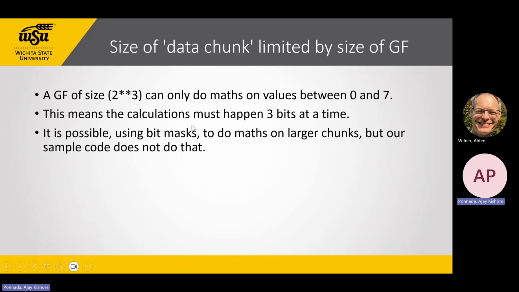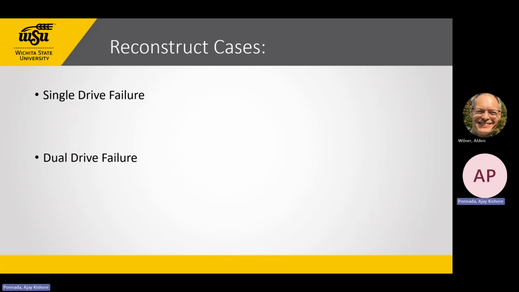This means the calculations must happen 3 bits at a time, because 7 can be represented as 1, 1, 1, so we can just use 3 bits of math. We can use bit masks if we need larger bits. If you need to use 4 or 5 bits, you can just use bit masks to do your calculations. So, reconstruction cases.